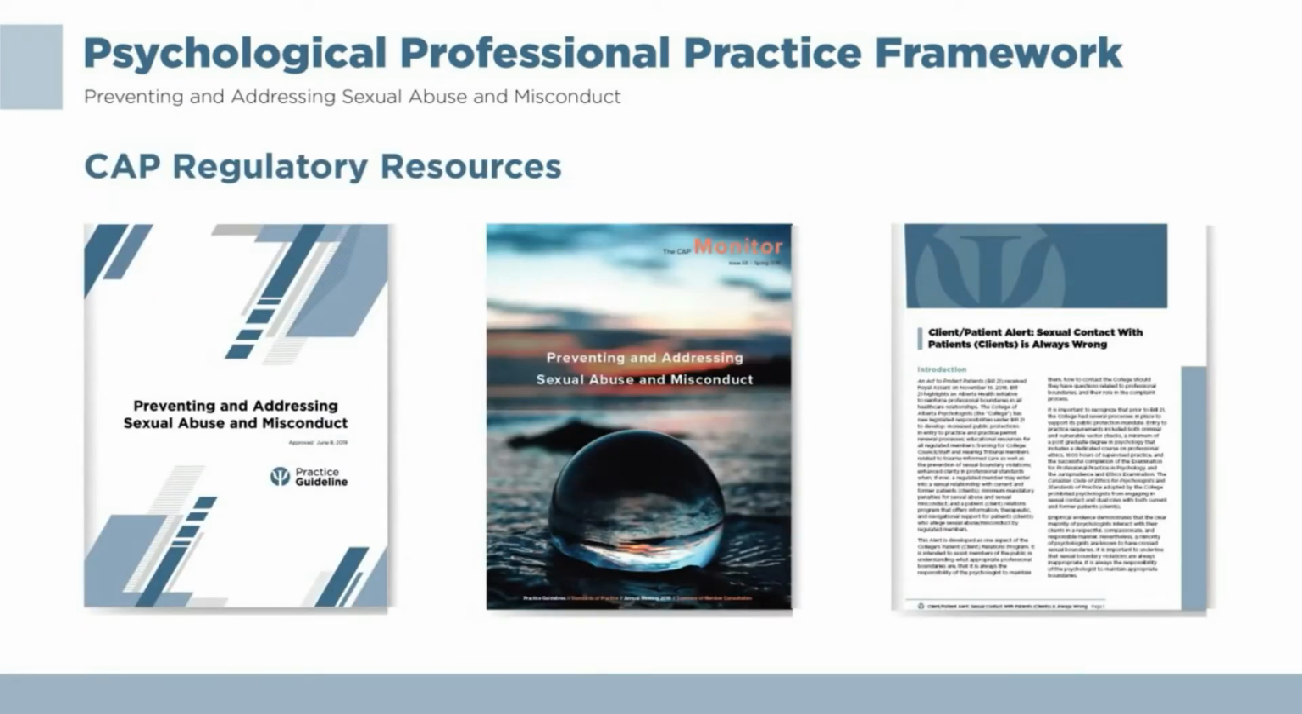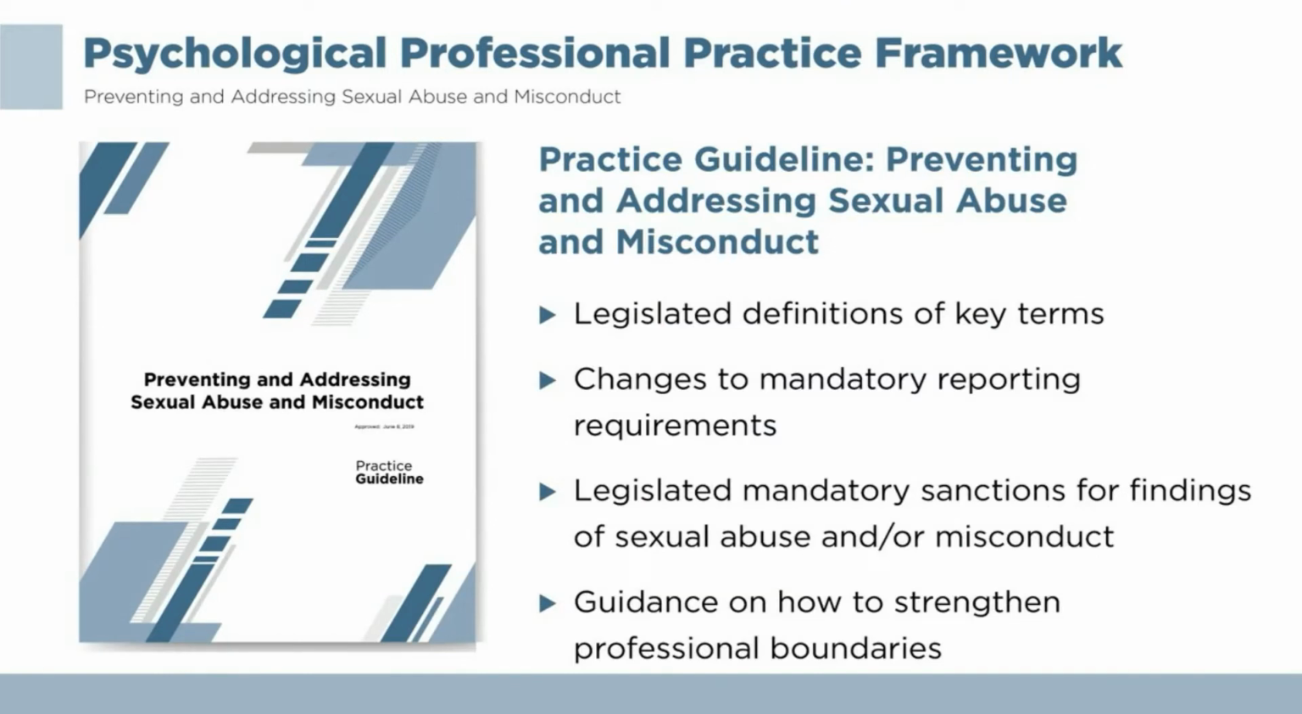In addition to the CAP standards of practice, there are 3 additional regulatory resources. These include the Practice Guideline, Preventing and Addressing Sexual Abuse and Misconduct, Issue 58 of the CAP Monitor, which is specifically dedicated to preventing and addressing sexual abuse and misconduct, and the Client Patient Alert, Sexual Contact with Patients, Clients, is always wrong. Preventing and Addressing Sexual Abuse and Misconduct is a practice guideline that outlines legislative definitions of key terms, changes to mandatory reporting requirements, legislated mandatory sanctions associated with findings of sexual abuse and/or misconduct, and guidance on how to strengthen professional boundaries. Psychologists practicing in Alberta should already be familiar with the guideline and the legislated definitions.